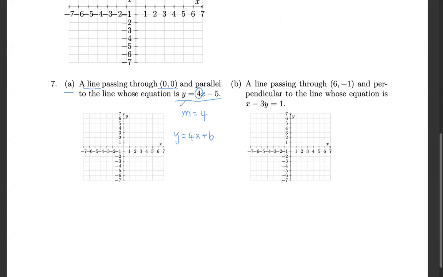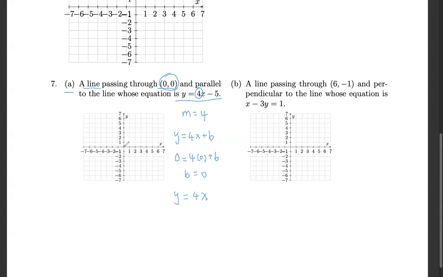Okay, I don't know b. Now, I'm given this point on the line. So that means x comma y can be 0, 0. That means y is 4 times 0, plus b. Well, 4 times 0 is 0. So that means b has to be 0. So my equation is y equals 4x. That's it. So any line passing through the origin has this form, no b, because b is 0.